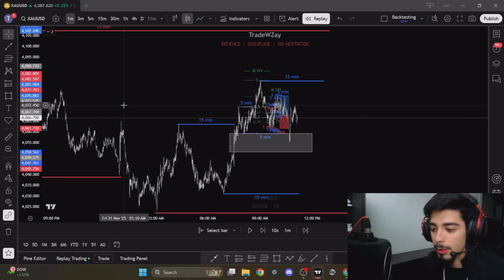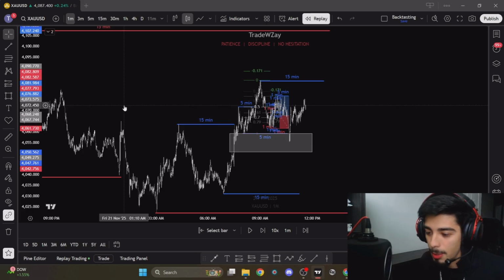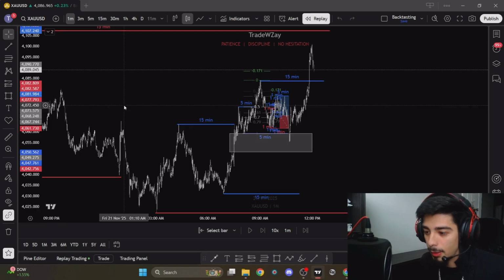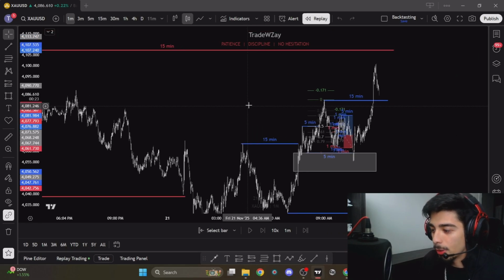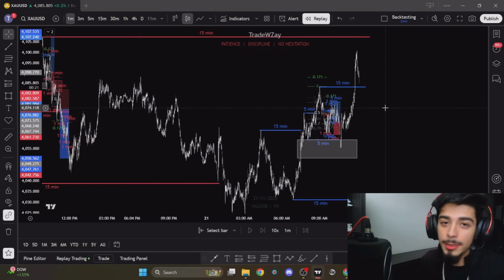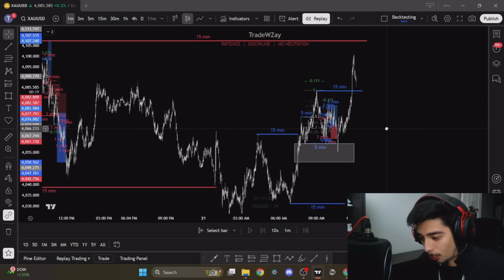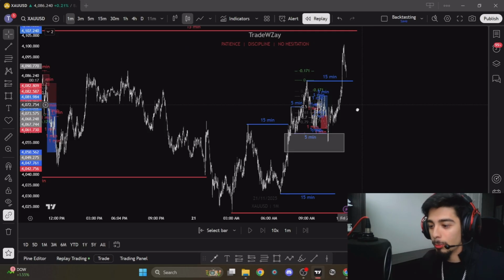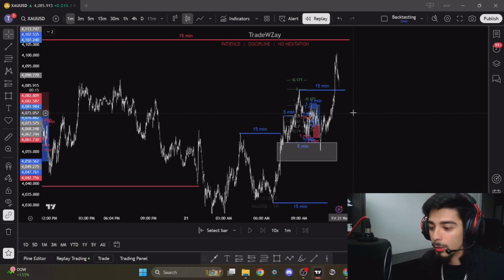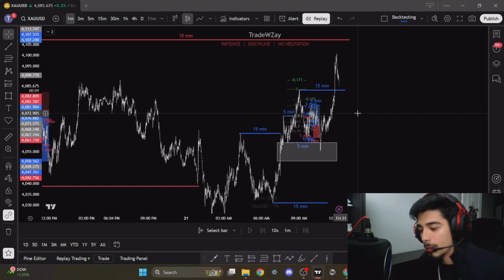So price ended up liquidating us out, tapping that fair value gap, and then it ends up going to our target. But yeah, that's just trading, man. That's just trading. You can't win them all. As long as you followed your plan, you did good. I followed my plan. What I could have did better, just got that 0.61 entry. I'm gonna keep that noted for next time.